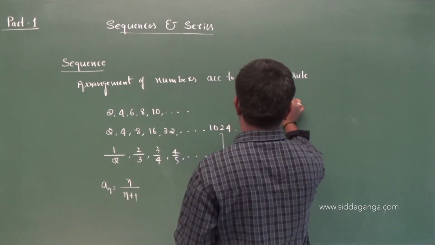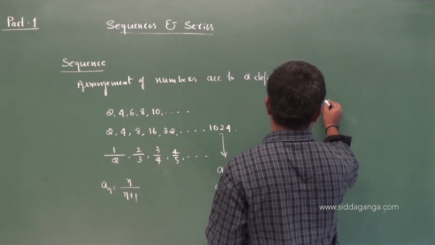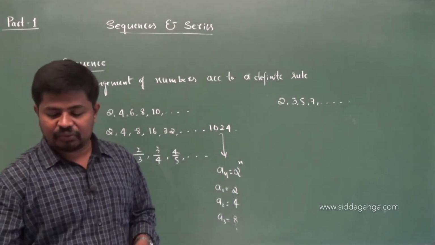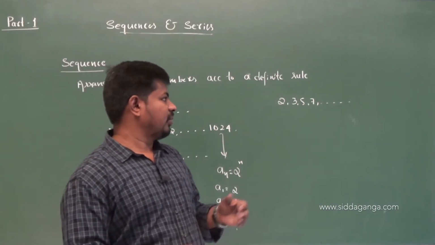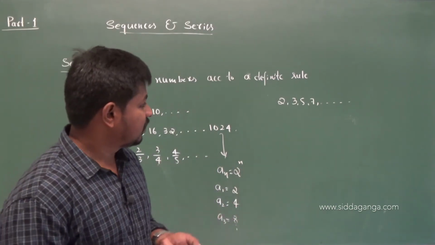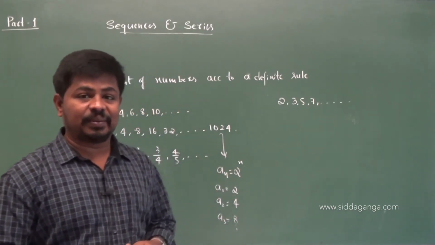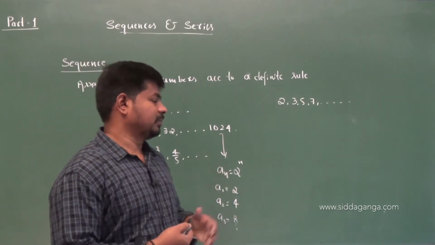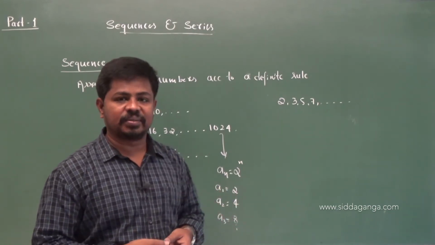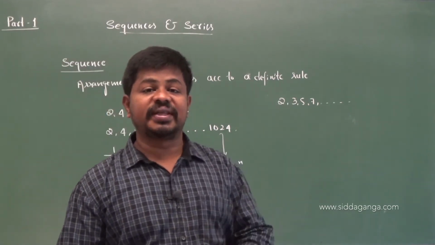I am going to write a sequence of primes. Yes, this is the sequence of primes. But here we don't have any formula to find the nth term of the sequence. There is no formula to find the nth term. So in this case, what to do? This can be described only by a verbal description. Sequence of primes. That's it. In some cases, we should not expect a formula to find the nth term.